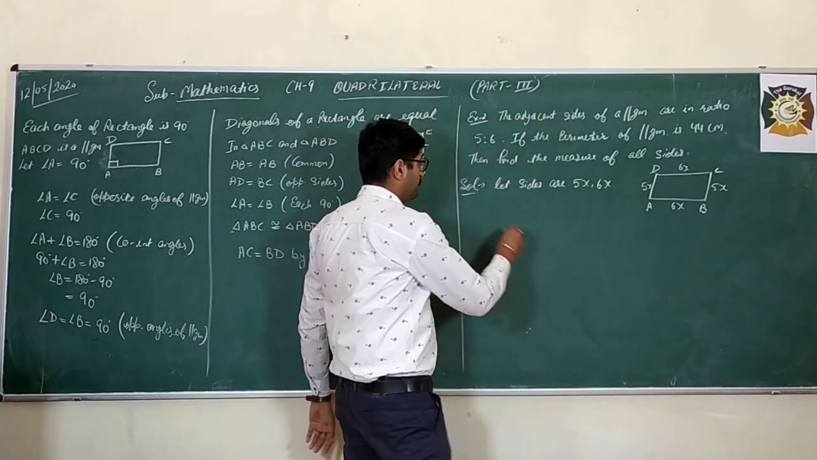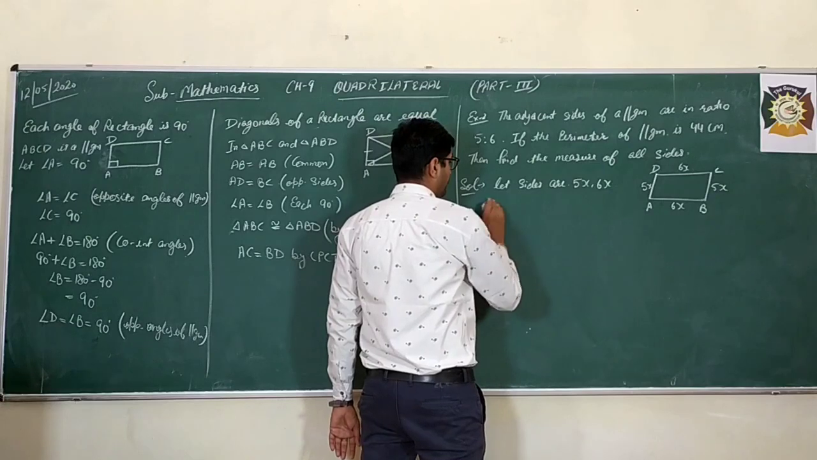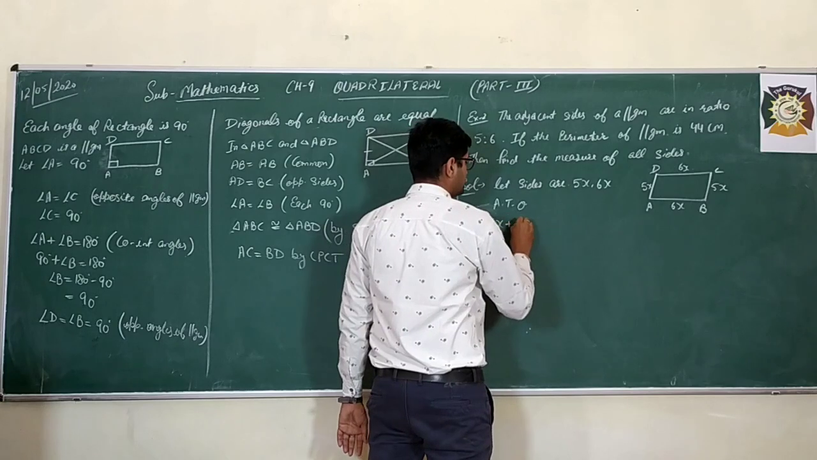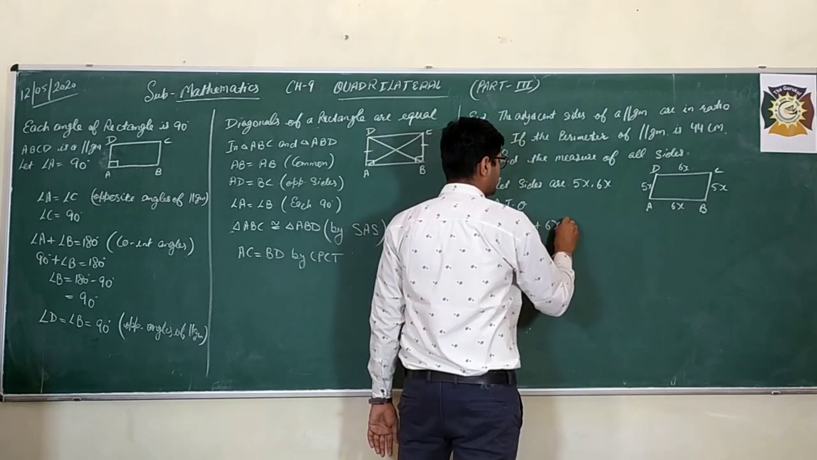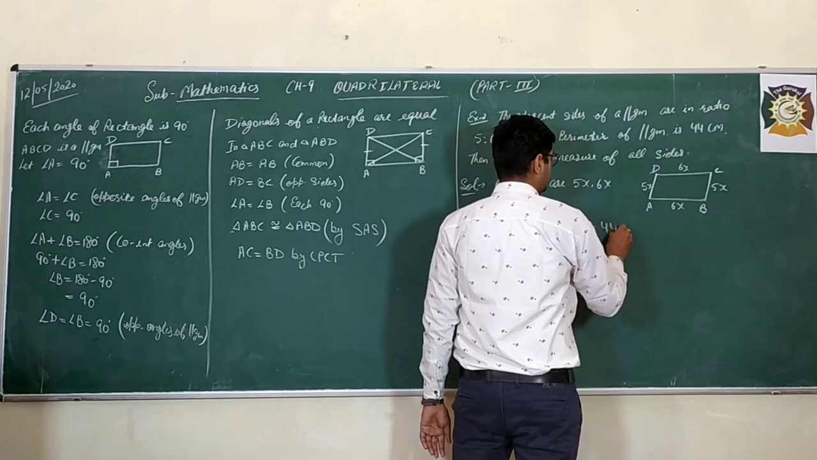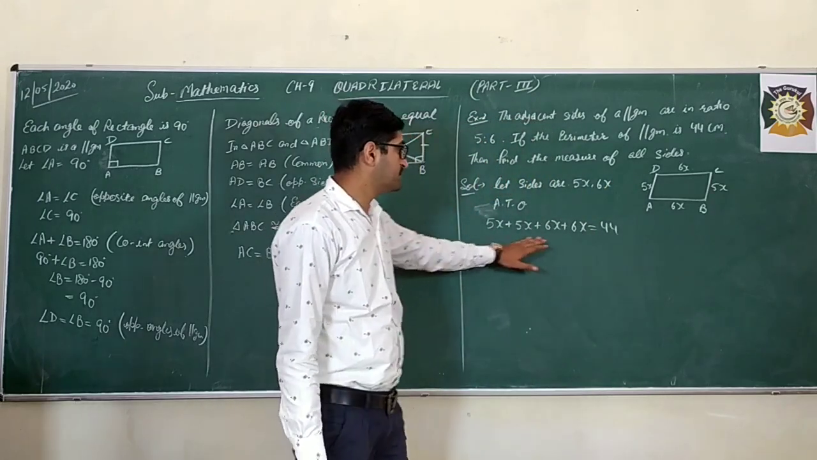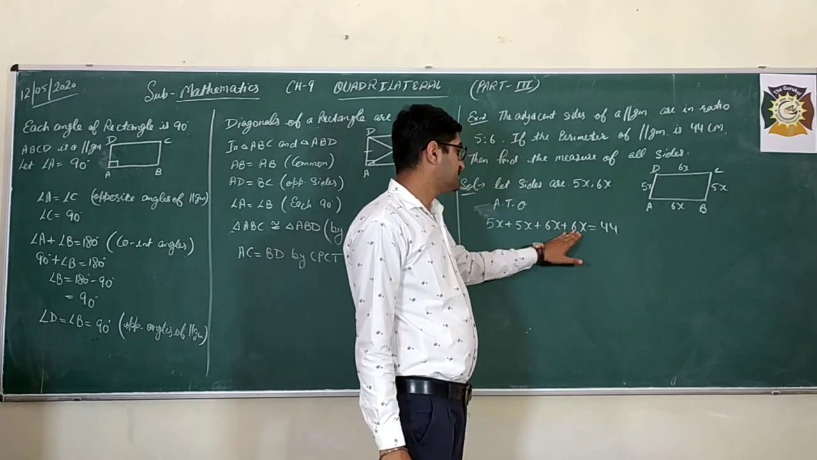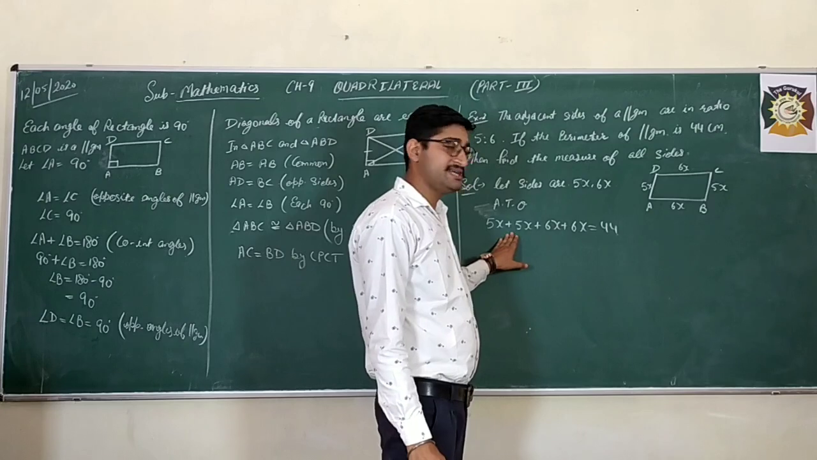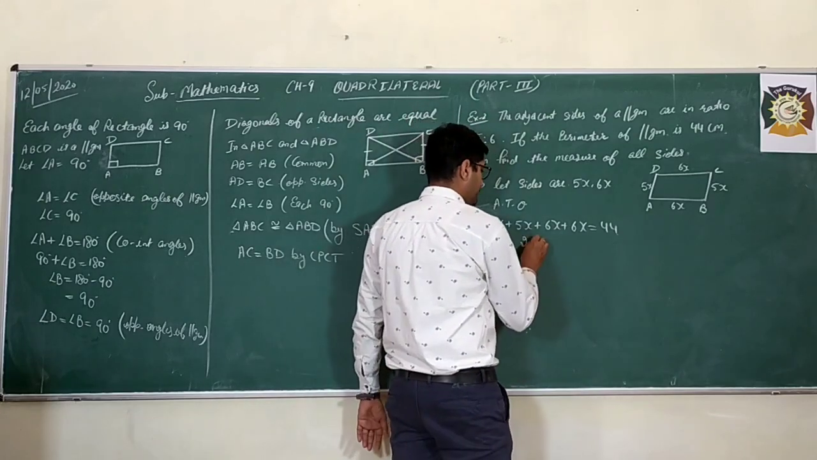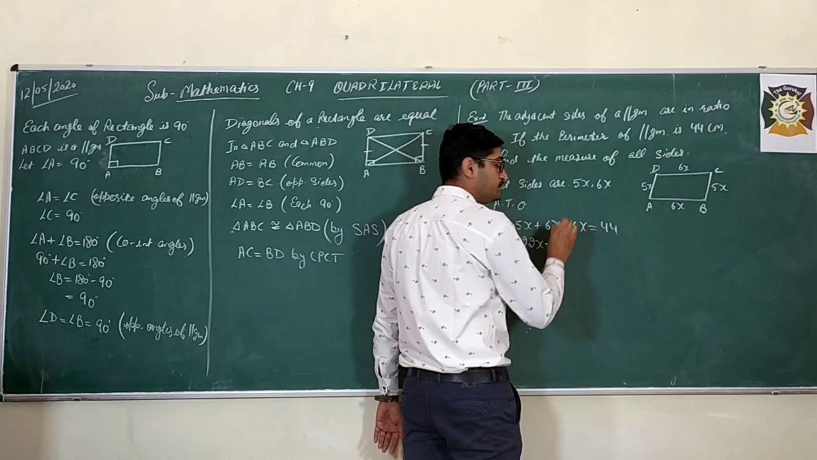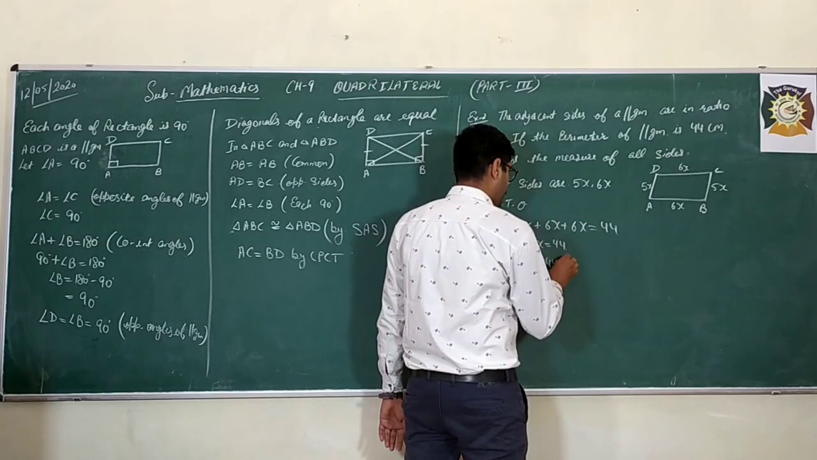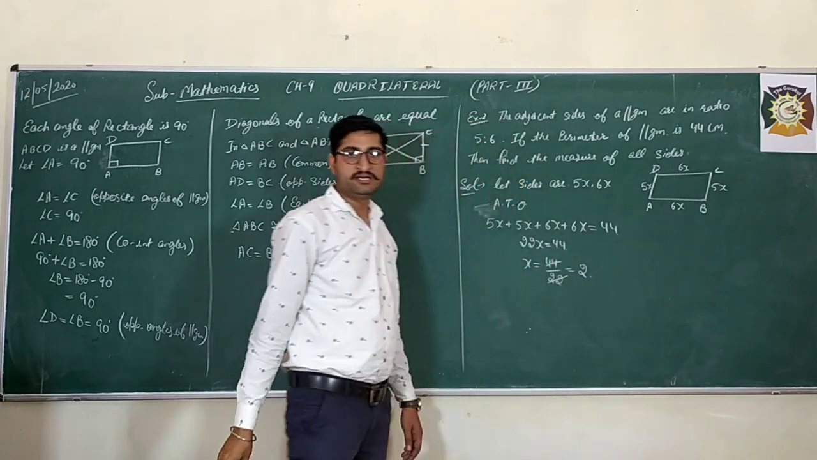So now, according to the question, 5x plus 5x plus 6x plus 6x is equal to 44. That the sum of all four sides is equal to 44. 5 plus 5, 10. 6 plus 6, 12. 12 plus 10, 22. This will be 22x is equal to 44, and the value of x is equal to 44 by 22. This will be 2.